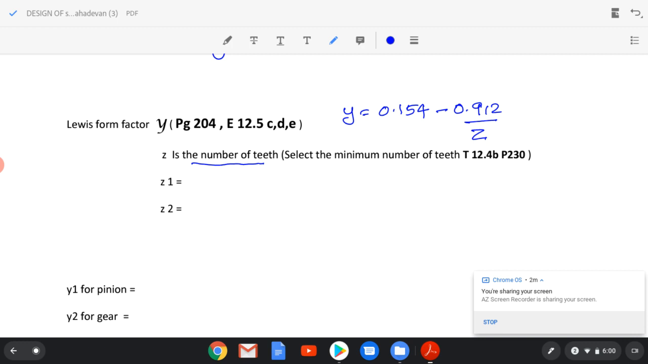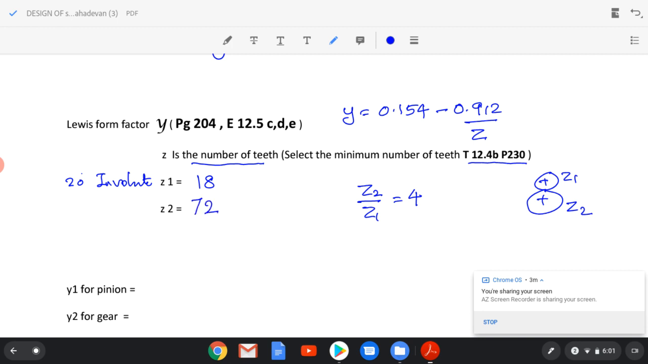But in order to prevent interference, from table 12.4b page 230, it is given minimum number of teeth for 20-degree involute. Usually, minimum number of teeth will be on the pinion. So Z1 is the minimum value, Z2 is the maximum value. Z1 equal to 18. How will you find Z2? Transmission ratio is given. Z2 by Z1 is given as 4. So Z2 equal to 72 teeth.